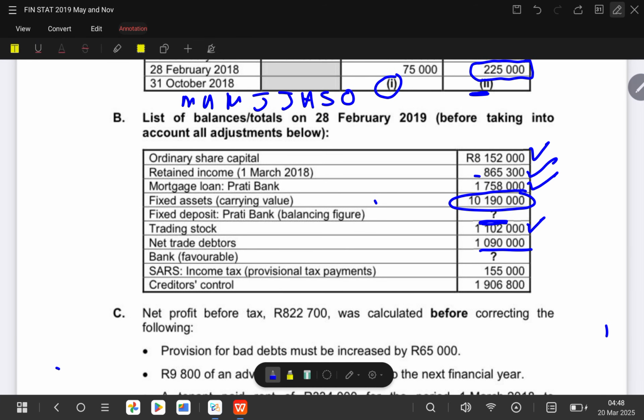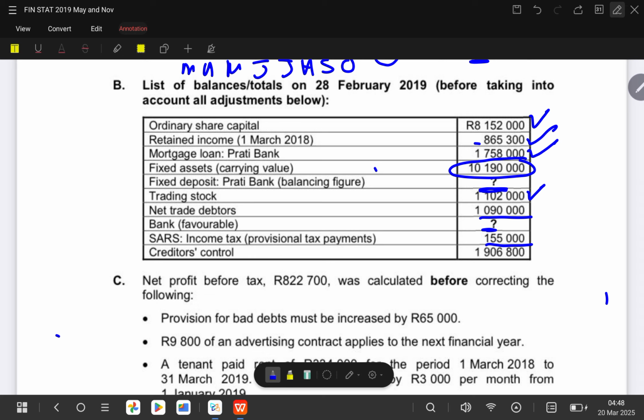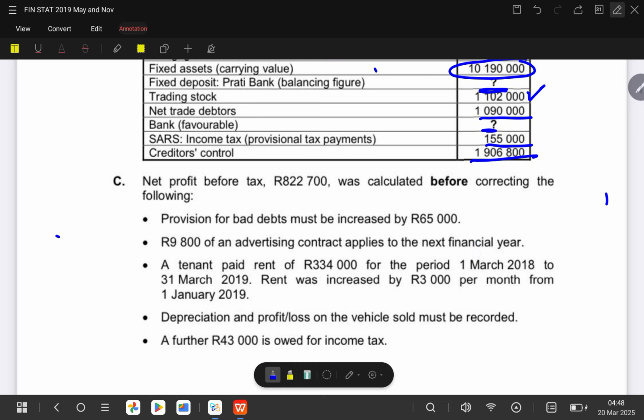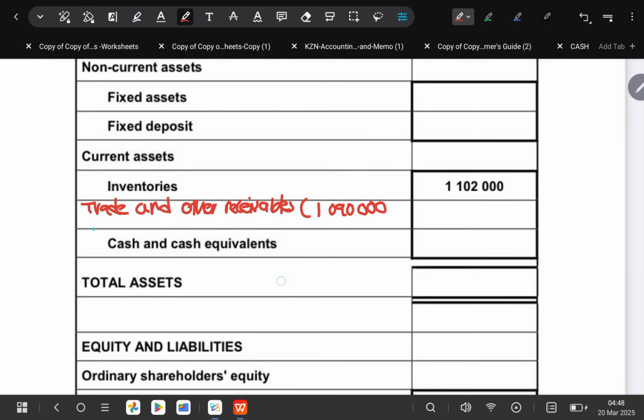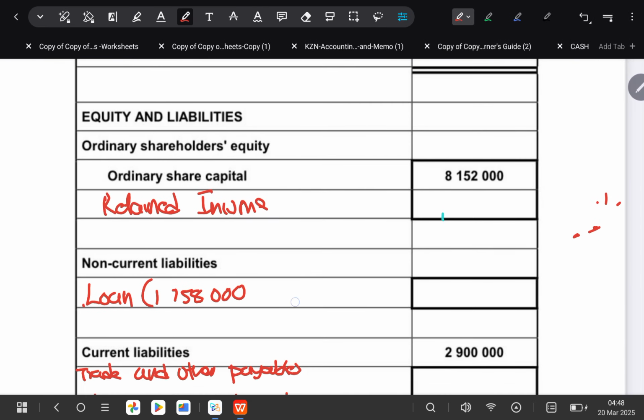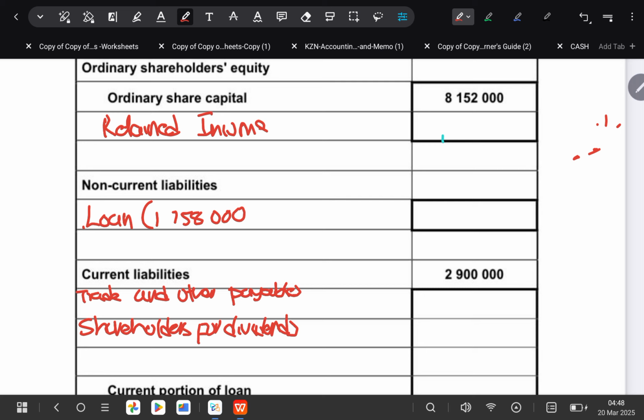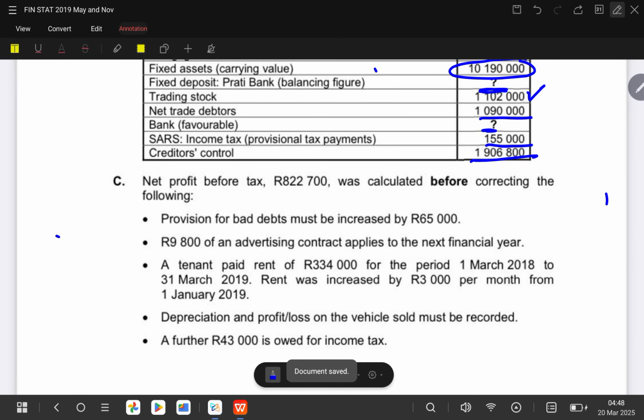And then we check what else we are given. We have the bank. They are saying that bank is favorable, so it will be your balancing figure. SARS provisional payments are given as 155,000. We'll go back to it after that. Creditors control is 1,906,800. It's part of payables, so it will come here. Okay, and then after that we can go to our adjustments.